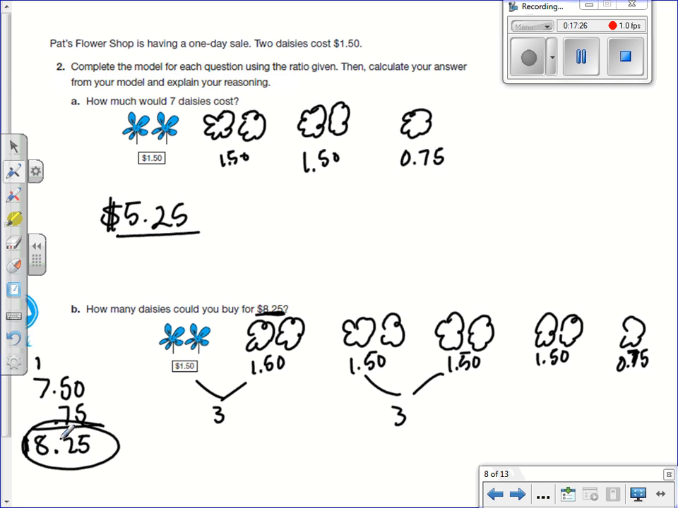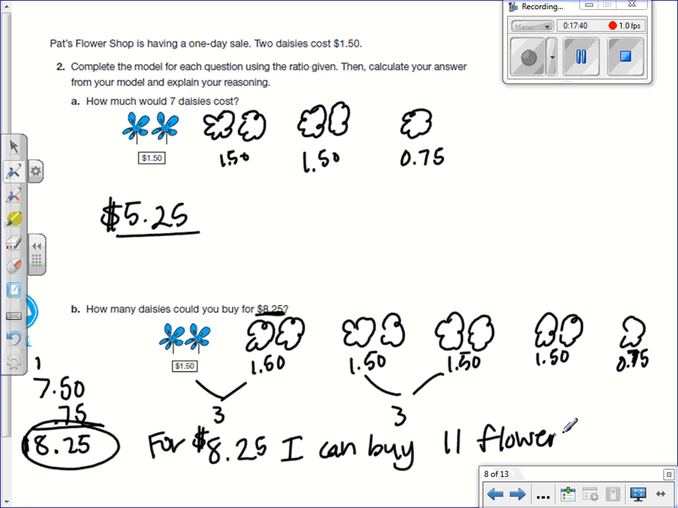So for $8.25, I can buy 11 flowers or daisies, either way. It's important that you write that out in words. You would say, I was able to draw 11 daisies, and given the rate that 2 daisies cost $1.50, I know that 10 daisies cost $7.50. Then I determine the cost of 1 daisy must be 75 cents because it's half of $1.50. Finally, I added $7.50 and 75 cents to get a total cost of $8.25.